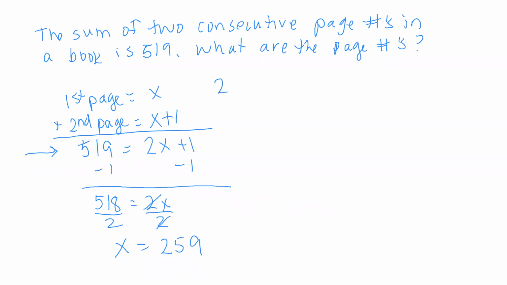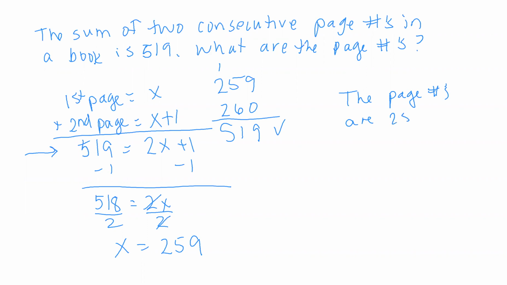259. Now, if the first page is 259, what does the next page have to be? Well, it has to be 260. Let's make sure those pages really do add up to 519. They do. So we would say something really simple like the page numbers are 259 and 260. And that's it.